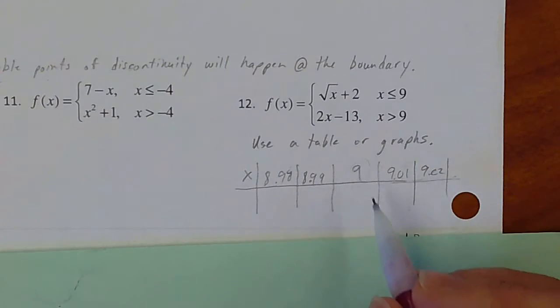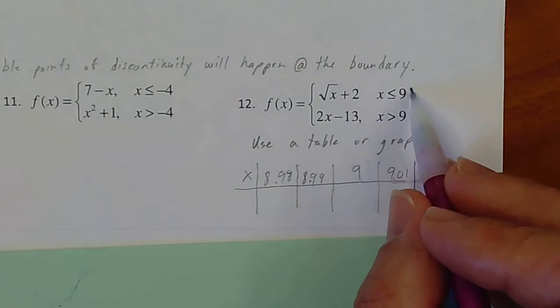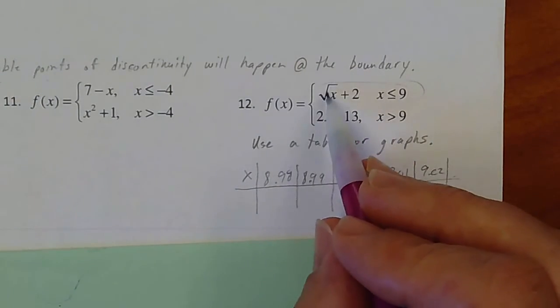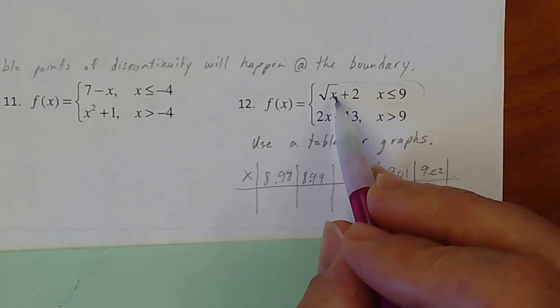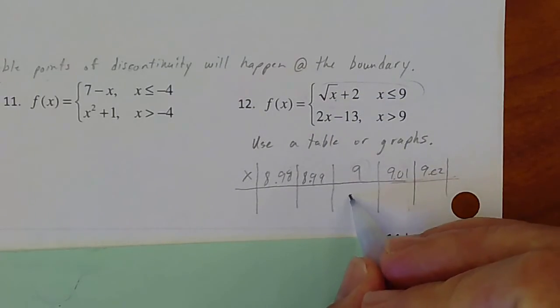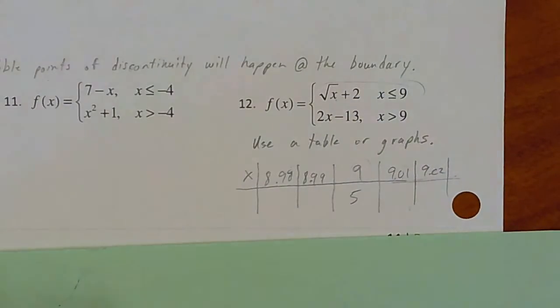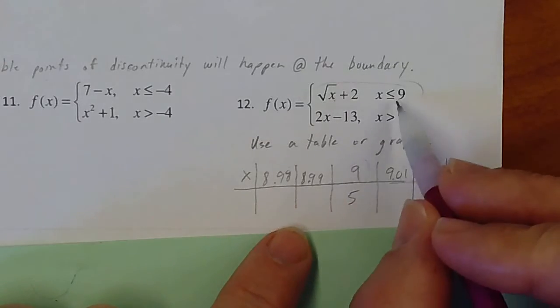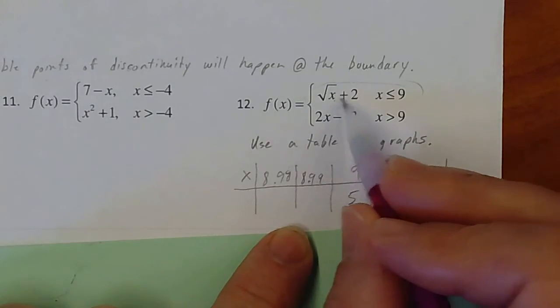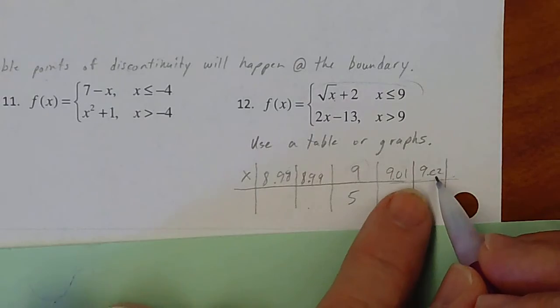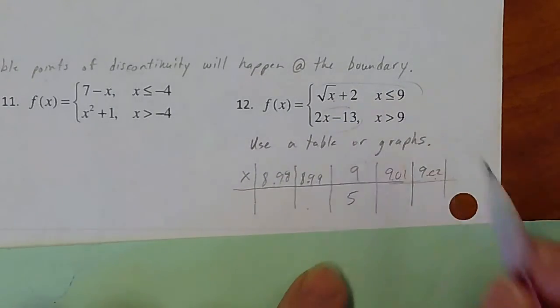All right, so when x is 9, I could punch it in. You're going to have to use this one. Square root of 9 is 3. 3 plus 2 is 5. So I could quickly get that without my calculator. Now, with these decimals, you're going to have to choose less than or equal to 9. So throw those in there, calculate it, write it down. And then the same thing here. Now you're going to have to use this function.